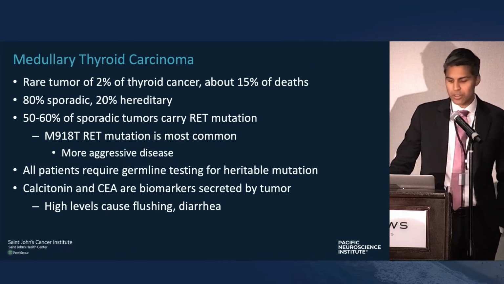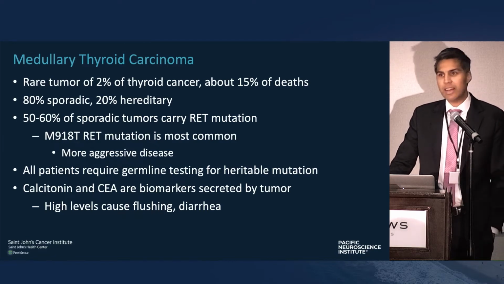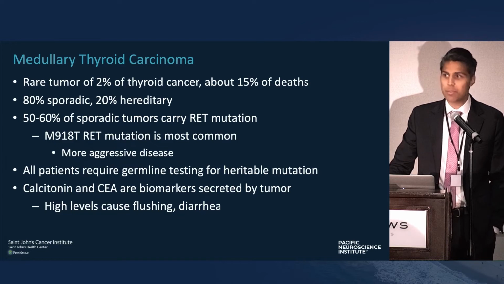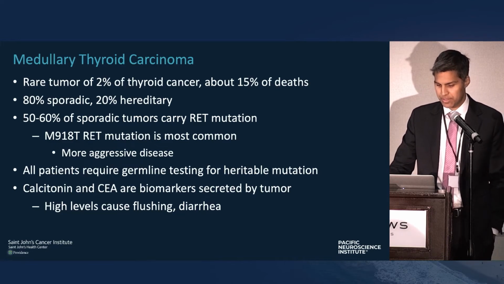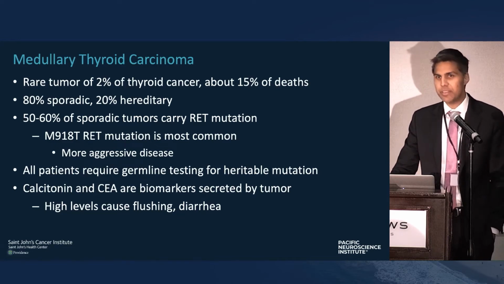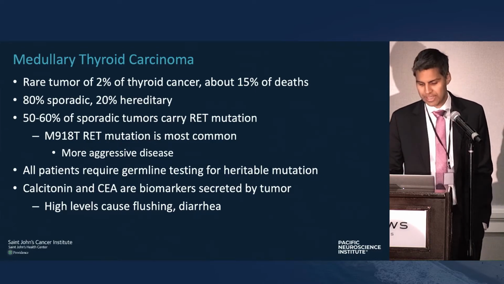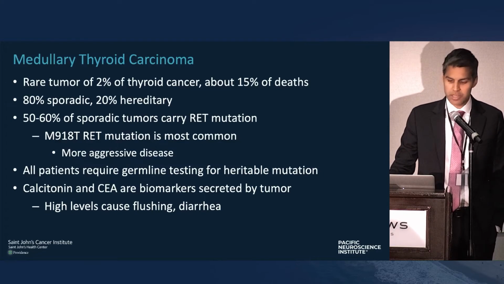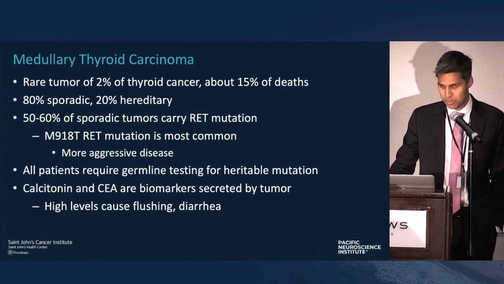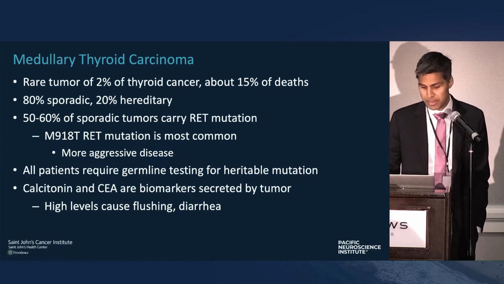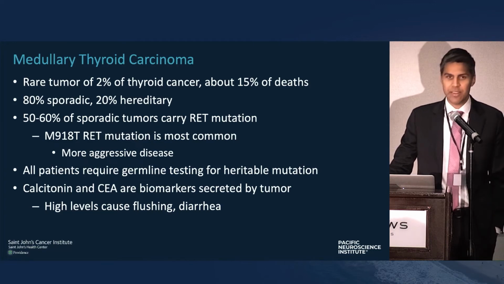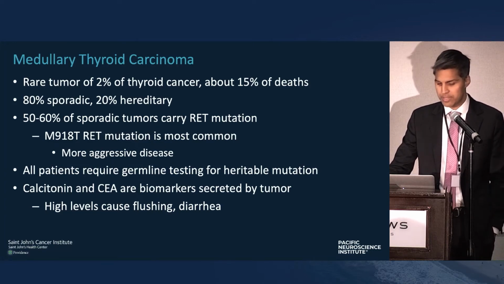Switching gears again, medullary thyroid carcinoma is a rare thyroid cancer, only 2% of thyroid cancers, but it accounts for about 15% of deaths from thyroid cancer. Things that we learned in medical school: 80% are sporadic, 20% are hereditary, and 50 to 60% of sporadic tumors, which are going to be many of your adult patients that come in, are going to carry a RET mutation. The M918T mutation is the most common and also is associated with more aggressive disease.